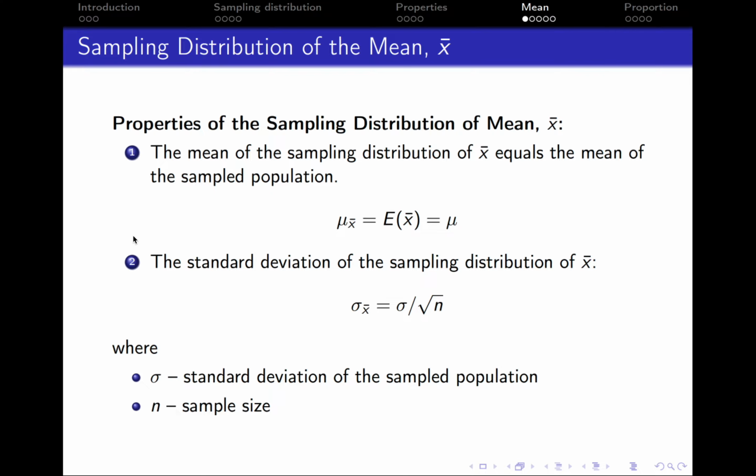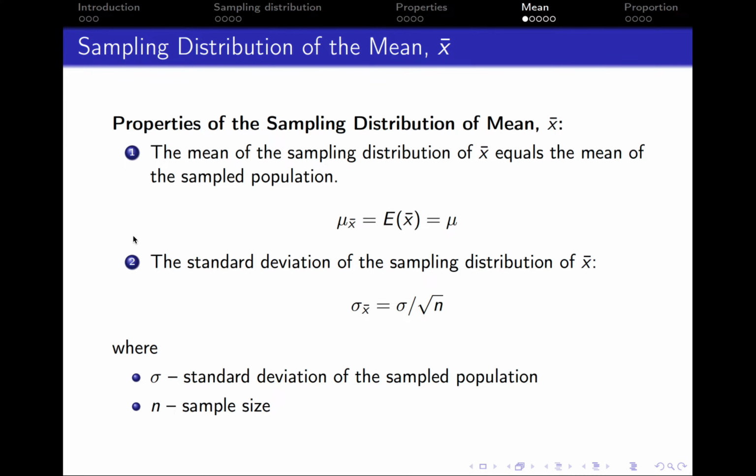As promised in the introduction, I'm going to discuss two sampling distributions, and I would like to start with the first one, which is the sampling distribution of the mean. This type of distribution has two very interesting properties. First of all, the mean of the sampling distribution is equal to the mean of the sampled population.